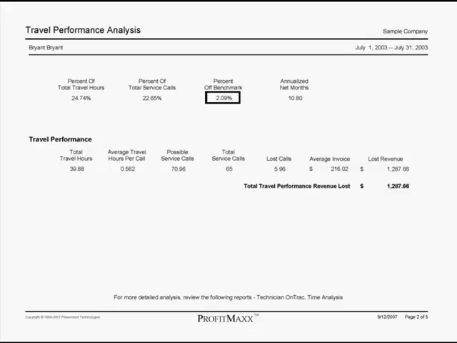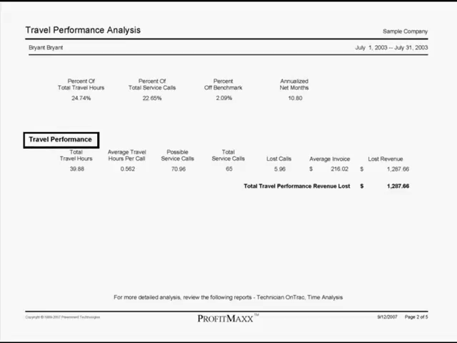Again, he actually used more travel hours, a greater percentage of travel hours than he had percentage of total service calls. When we figure his net actualized months, we actually got 10.8 months worth of work out of him. Think about that. By the end of roughly October, he was done working. We're done getting performance out of him.